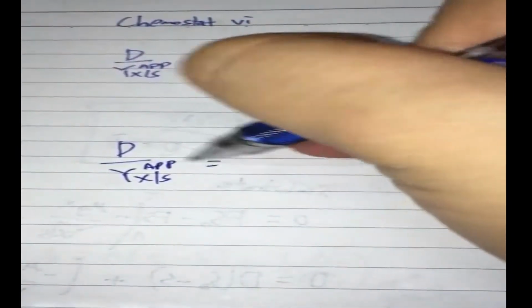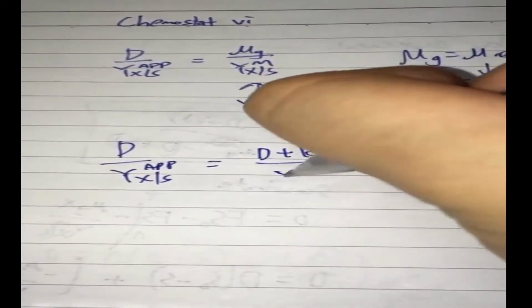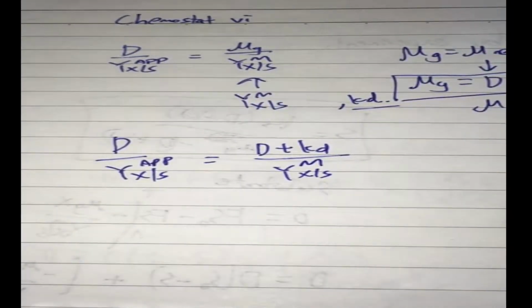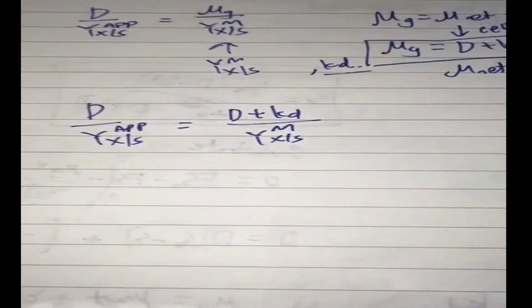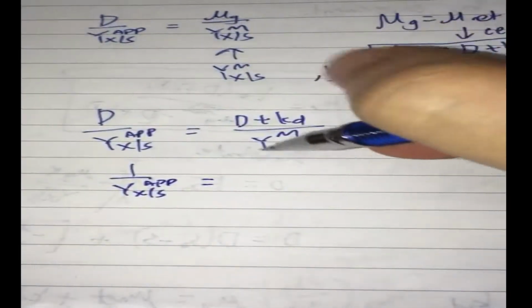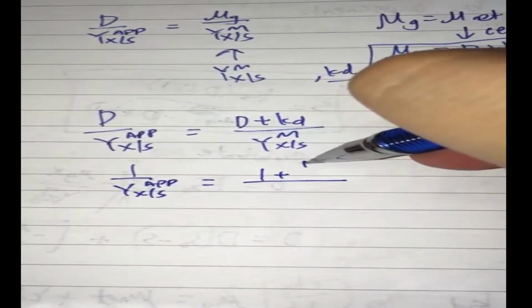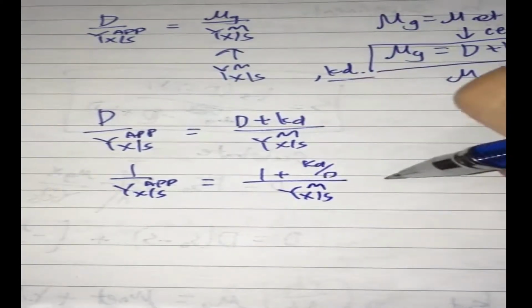So this is experimental data. This is something you adjust. So it's equal to d plus KD over Yx by S maximum. Now with this, it's a lot more simple. We can simply divide everything throughout by d. So divide throughout by d, then you get 1 plus KD by d Yx by S maximum.